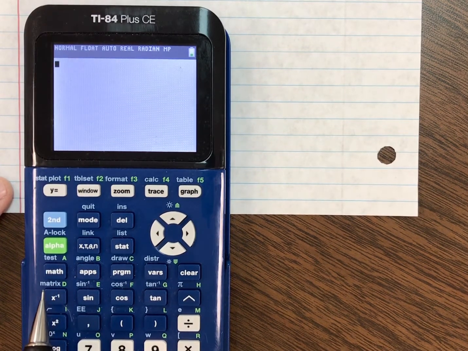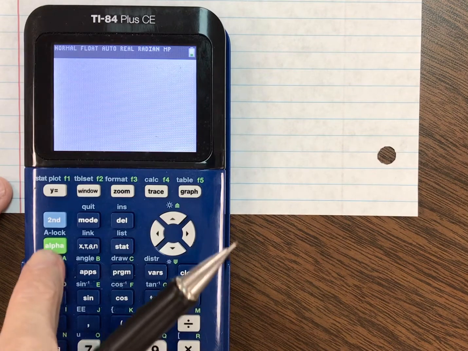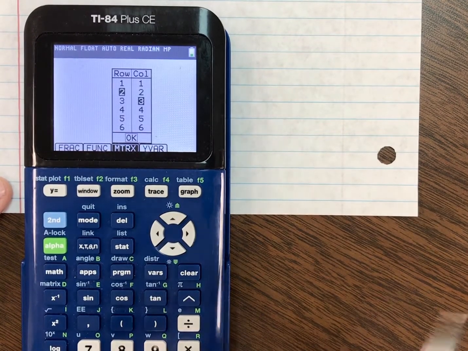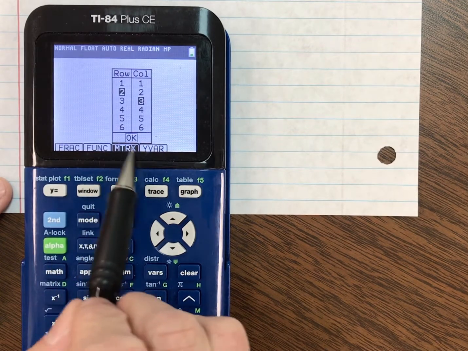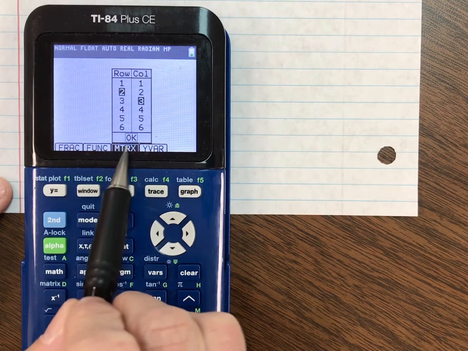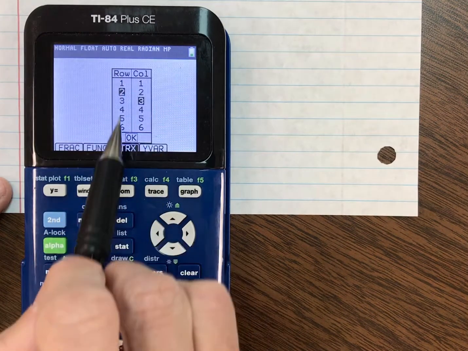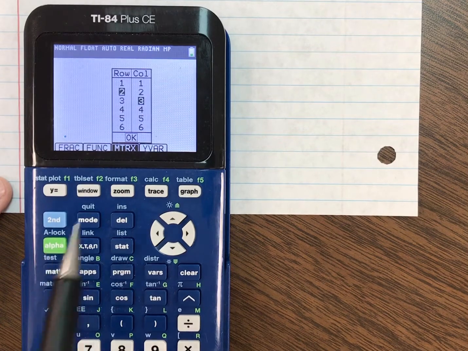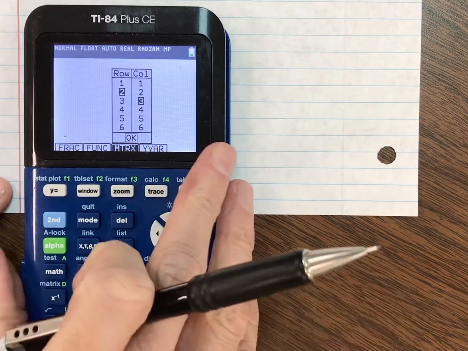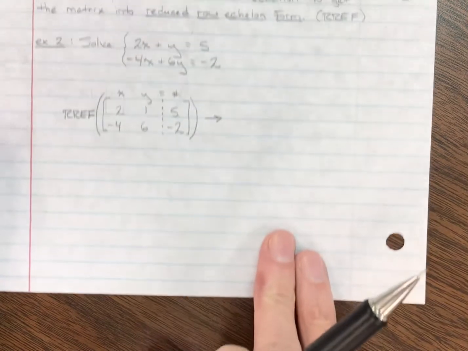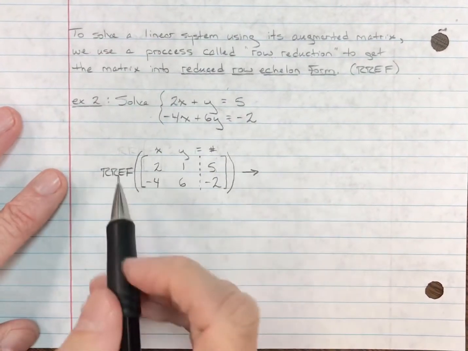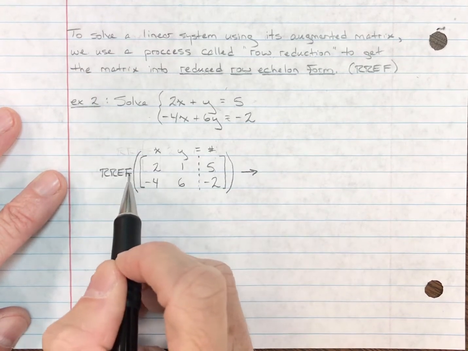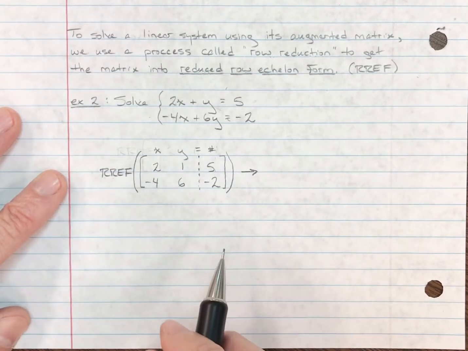To design the matrix, there's a shortcut button, which is a green F3. You'll notice green F3 puts us in the matrix shortcut. How many rows do you want? How many columns do you want? And we can build the matrix from green F3. Let's take a look here. We want to row reduce, or put into reduced row echelon form, this matrix.